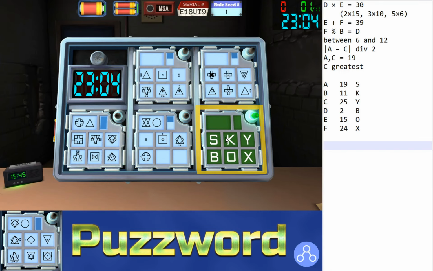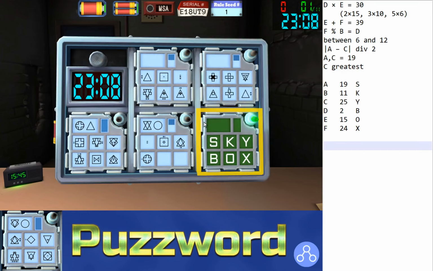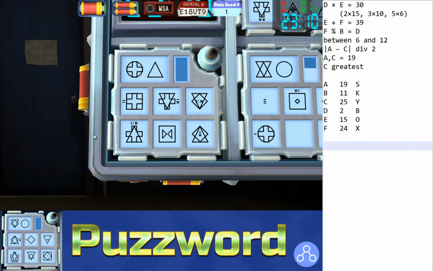So with that module solved, let's take a look at another one. There are plenty of other modules on this bomb. I'm going to go with this one. This has another set of 7 constraints that we're looking at. So let's get going.